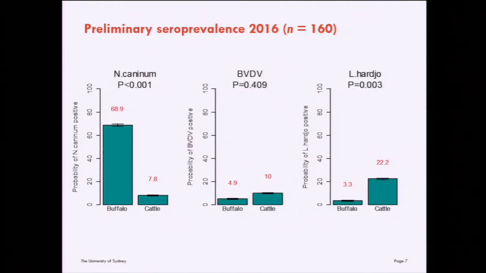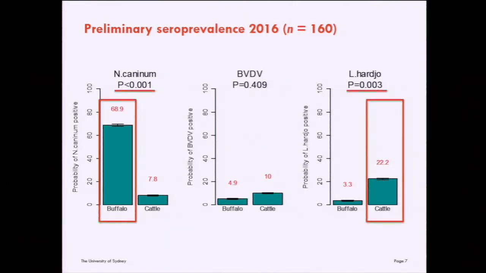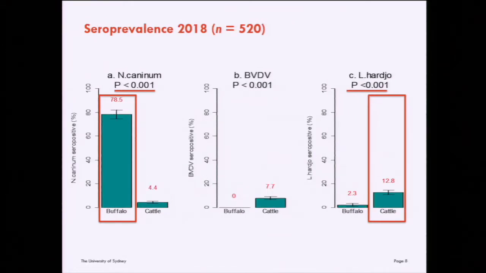So the results showed that we had really high neospora in buffalo of approximately 70%. This was significantly higher than co-reared cattle of 8%. We had low BVDV in both cattle and buffalo, 5 and 10%, which were not significantly different. For leptospirosis, we had approximately 20% seroprevalence in cattle, which was significantly higher than co-reared buffalo of 3%. In our 2018 study, we basically had the same results, with the exception that neospora was slightly higher in buffalo at 80%, and leptospirosis a bit lower in cattle at around 13%.